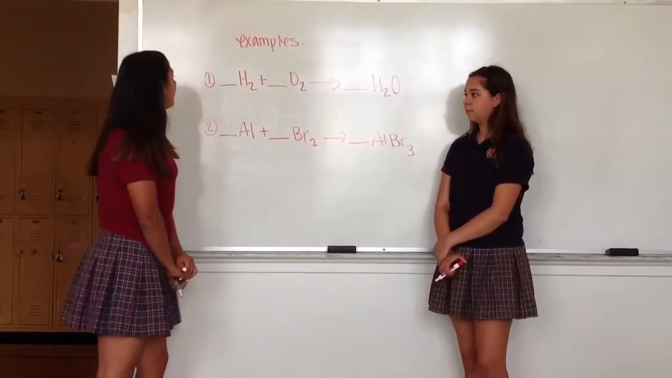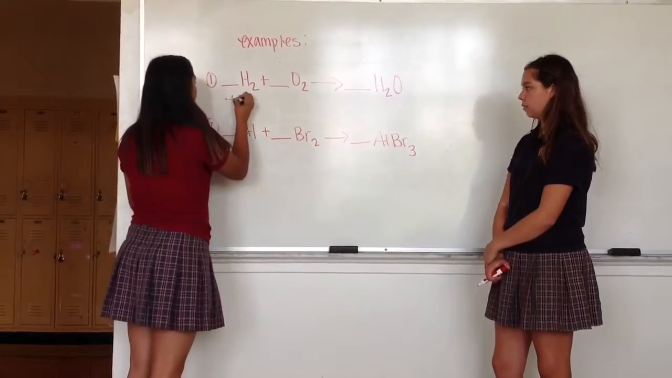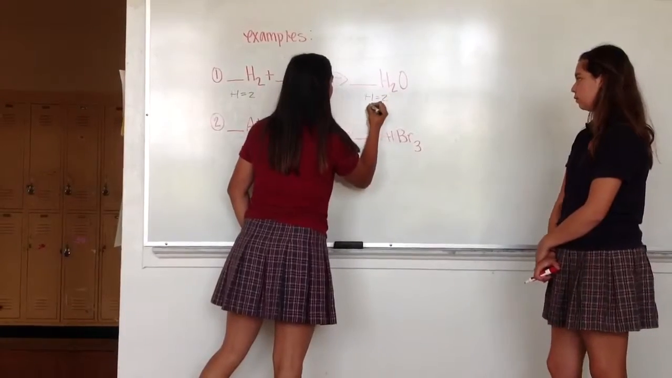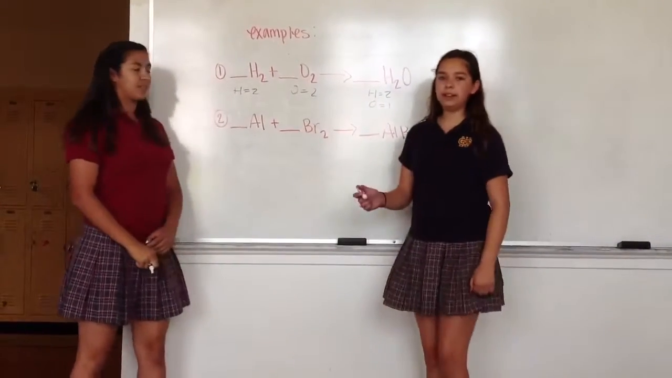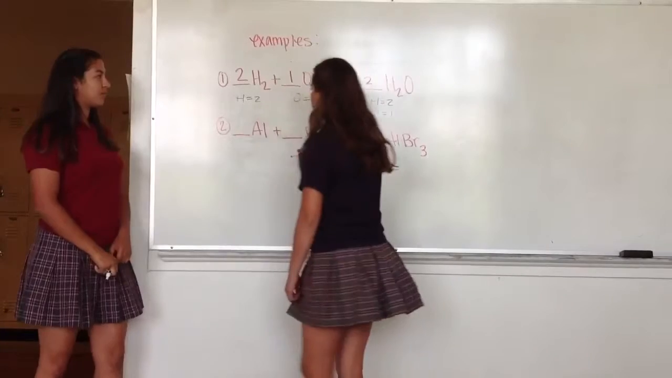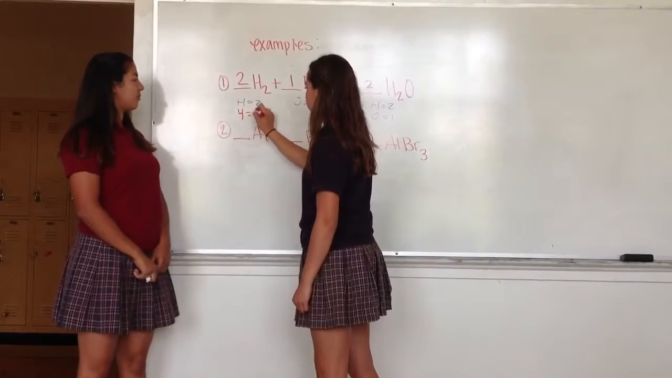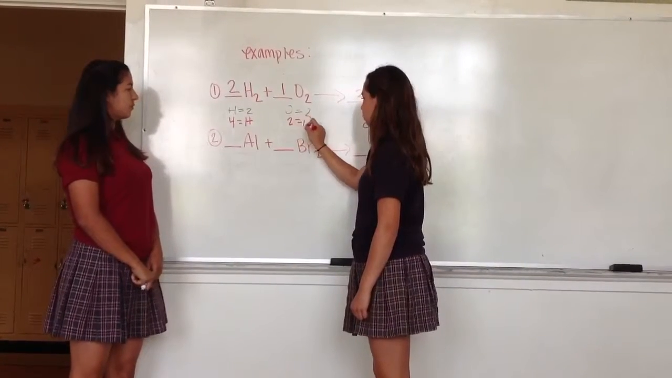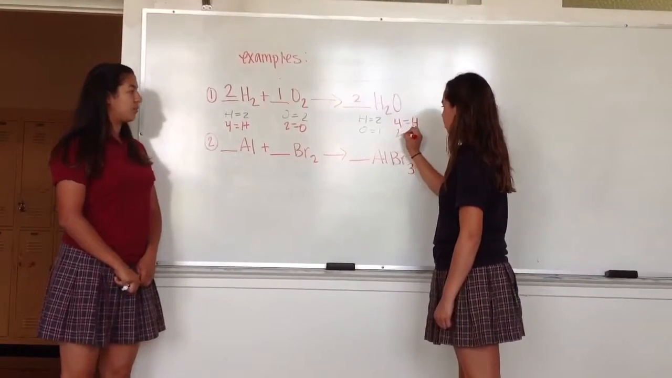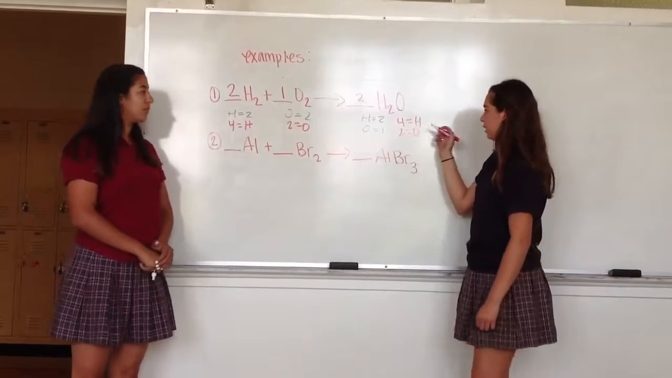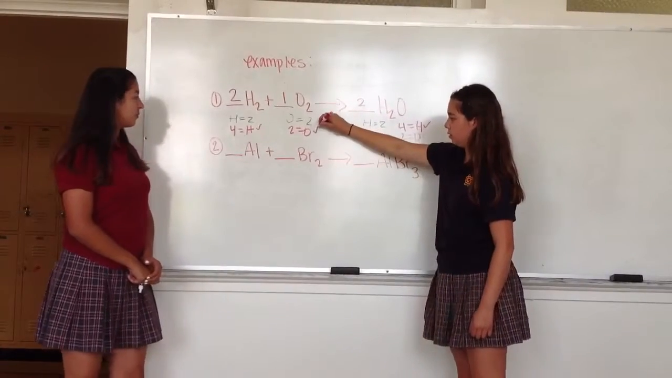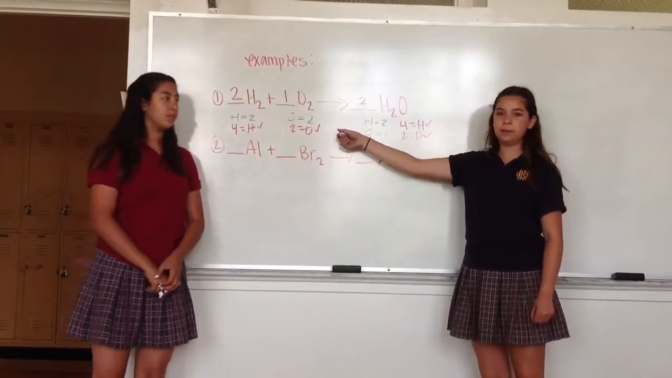Here are the answers. For the first problem, you start with 2 H's, 2 O's, 2 H's, and 1 O. When you add the coefficients of 2, 1, and 2, you end up with 4 H's and 2 O's on the reactant side, and 4 H's and 2 O's on the product side. If we check, we have 4 H's on the product, 4 on the reactants, 2 O's on the reactants, and 2 O's on the product. So this is a balanced equation.